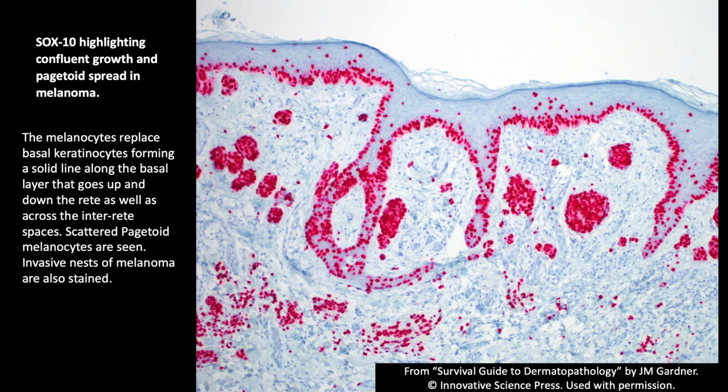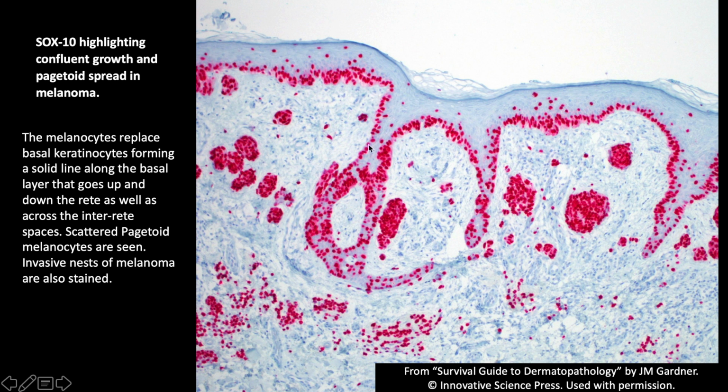All right, now this is what you want. In a classic ideal world, this is a perfect example of what you want to see in a melanoma: confluent growth and pagetoid spread. And there's also intradermal stuff and probably a little bit of background nevus down here, and the nests of invasive melanoma here.